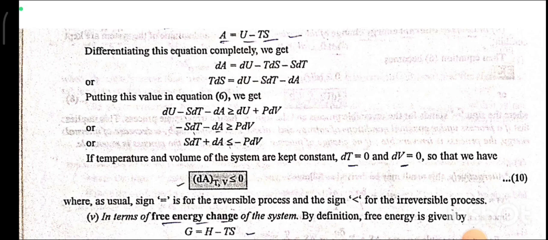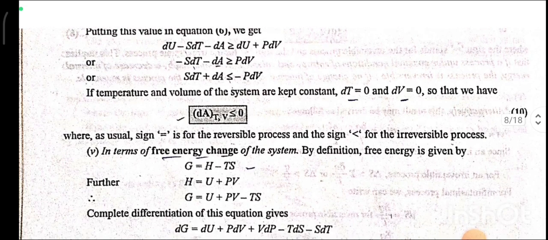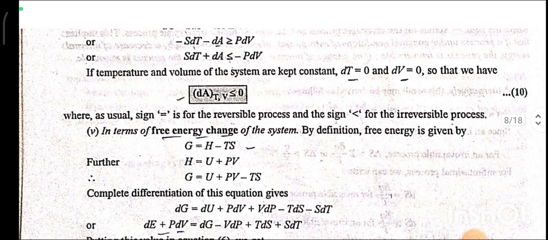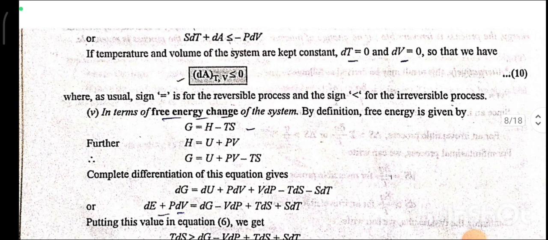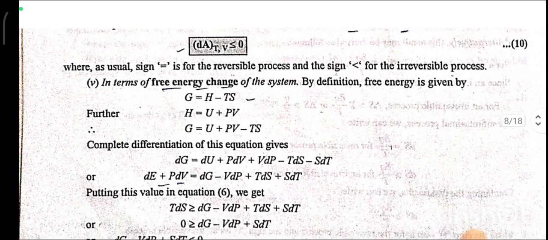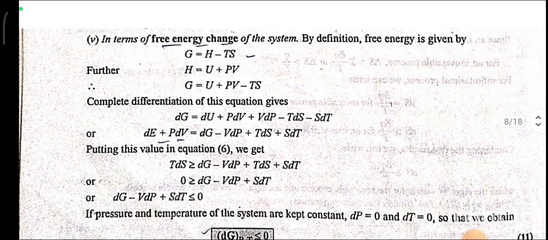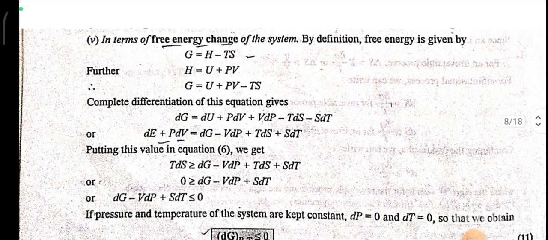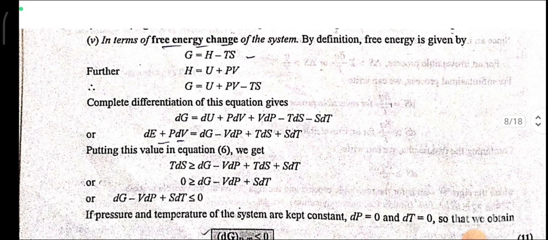Equal sign represents a reversible process and smaller than sign represents an irreversible process. In terms of free energy change of the system, G is equal to H minus TS, H is equal to U plus PV, so G is equal to U plus PV minus TS. Complete differentiation of the equation: dG is equal to dU plus PdV plus VdP minus TdS minus SdT. So dU plus PdV is equal to dG minus VdP plus TdS plus SdT.